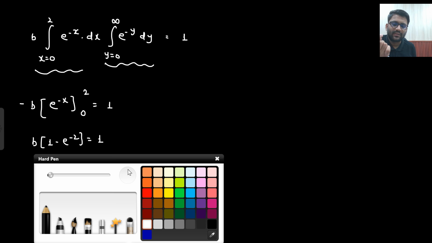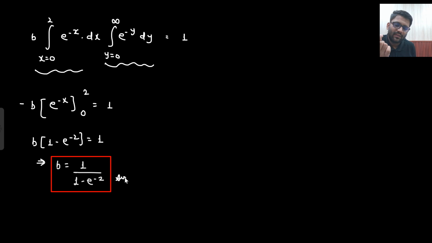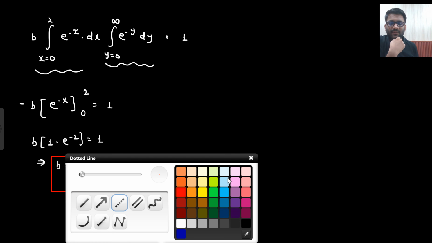So b into 1 minus e to the power minus 2. If you put e to the power minus 2 and e to the power 0 would be 1, there is a negative sign. So 1 minus e to the power minus 2 should equal 1. So from here, the value of b comes out to be 1 upon 1 minus e to the power minus 2. This is the answer of b. Did you understand this point? Okay. Let's see the next question now.